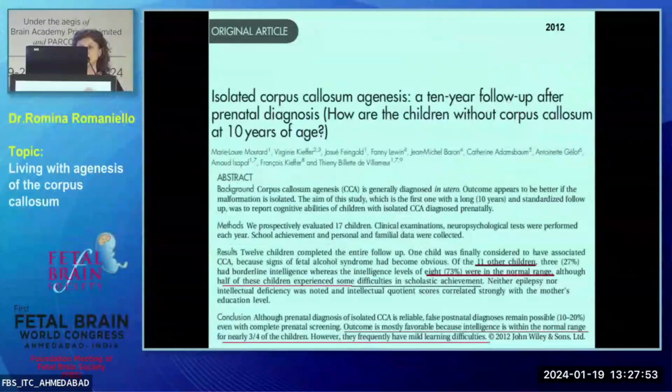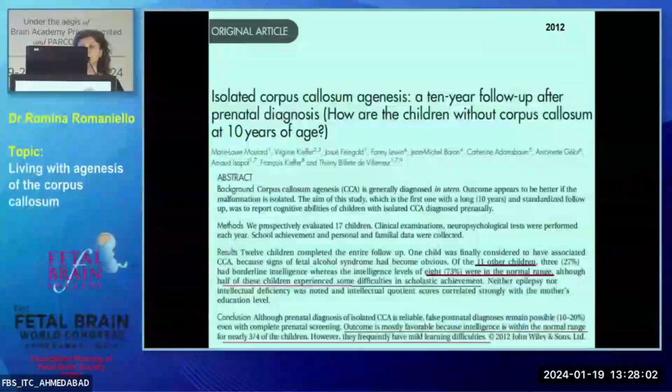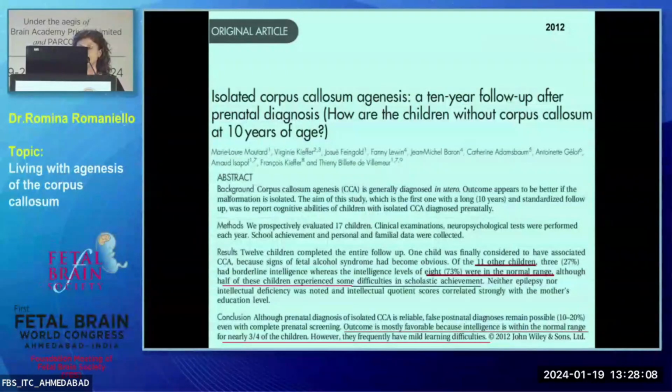And the same patients were studied again some years later, in 2000, in a study on isolated corpus callosum agenesis, a 10-year follow-up after prenatal diagnosis. In this study, we can see that only 11 children participated in the follow-up, and 8 were in the normal range. Also, half of these children experienced some difficulties in scholastic achievement. So outcome is mostly favorable because intelligence is within the normal range for nearly 3 out of 4 of the children. However, they frequently have mild learning difficulties.